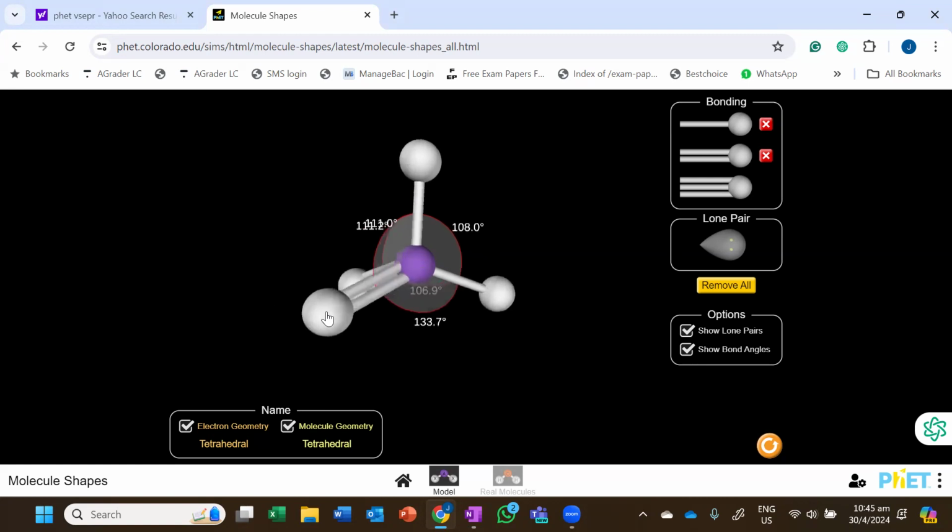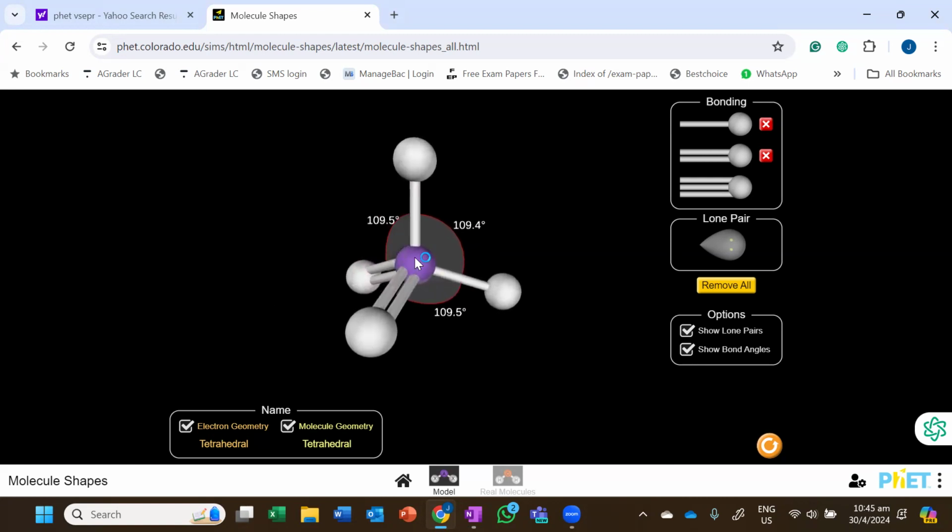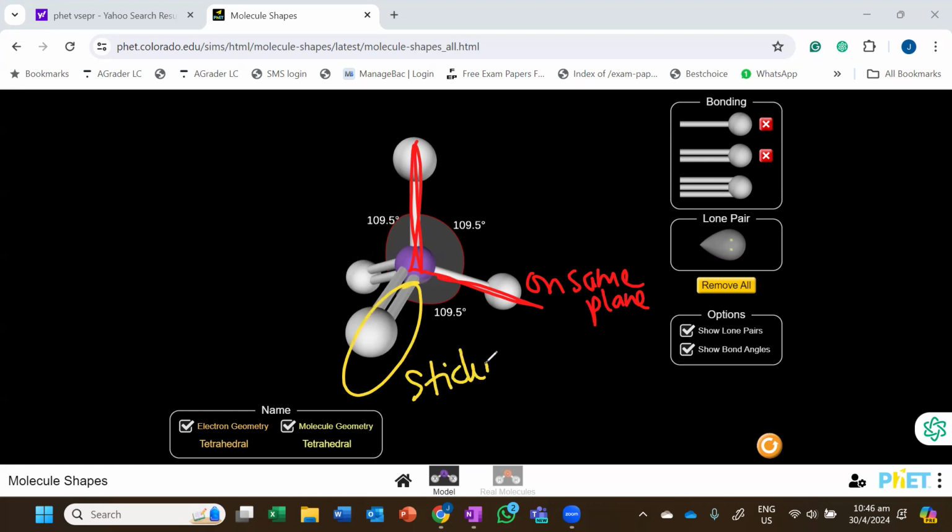All right. So how do you visualize a tetrahedral? You visualize two on the same plane. These are on the same plane. And you visualize something sticking out from the plane. And you visualize something behind the plane. So it's three-dimensional. As a result, the angle is not 90 but 109.5.